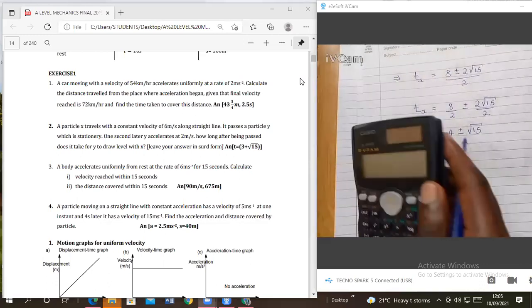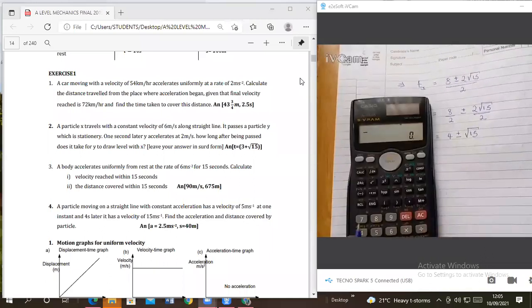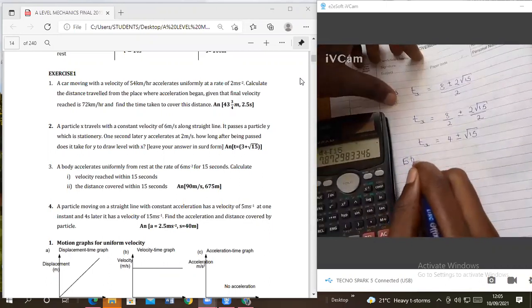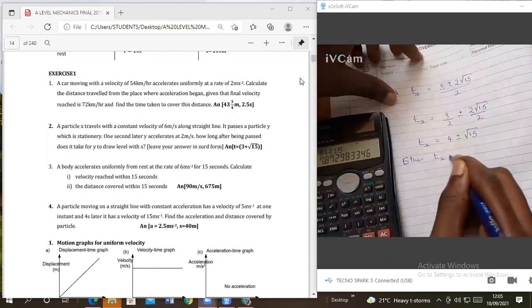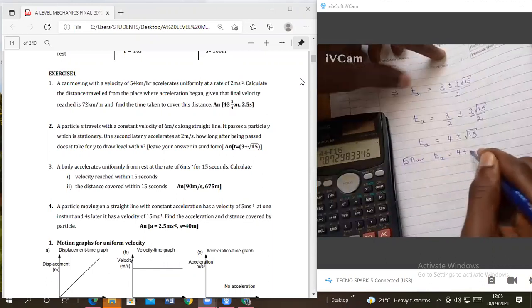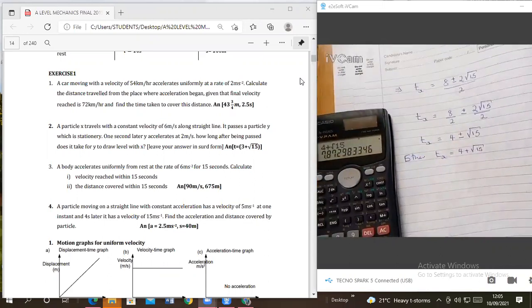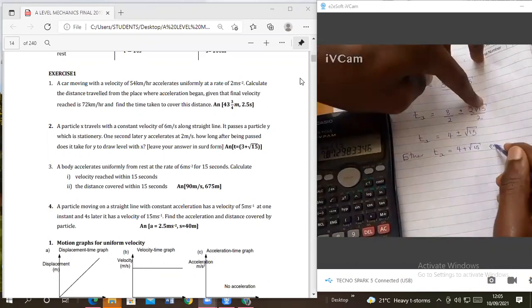You can prove it with your calculator. So we have 4 plus root of 15. What do you get? We get 7 point something, not so? That one is positive. So our answer is either Tx is equal to 4 plus root of 15. They told us to leave our answer in surd form, okay?